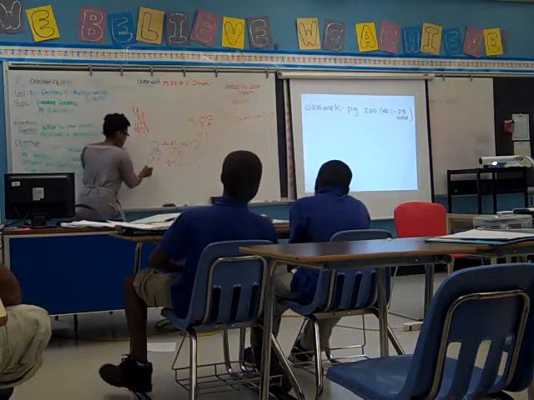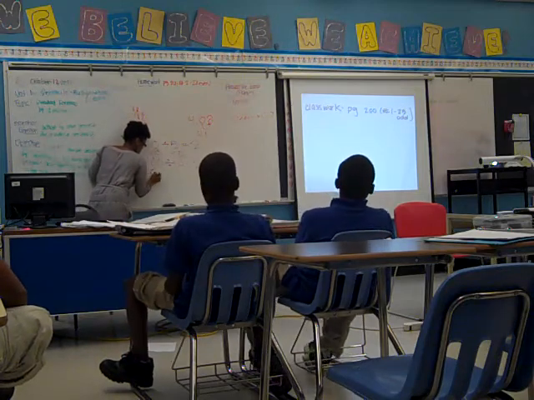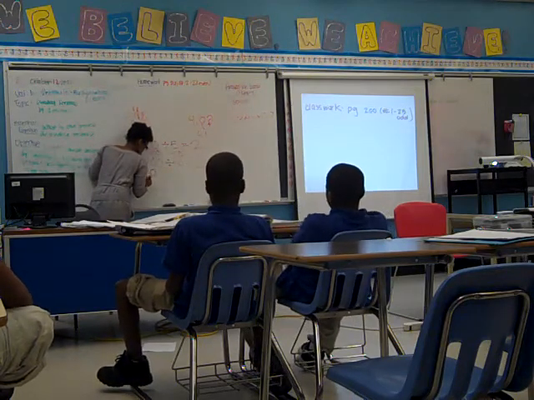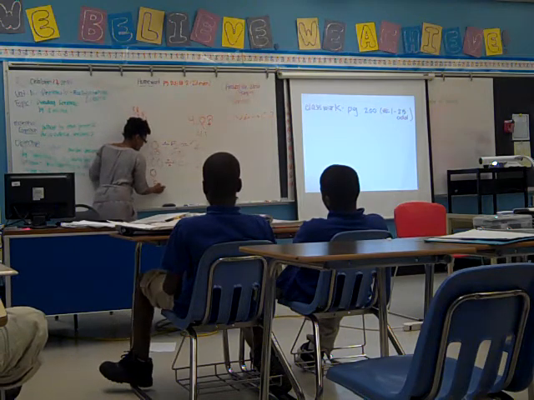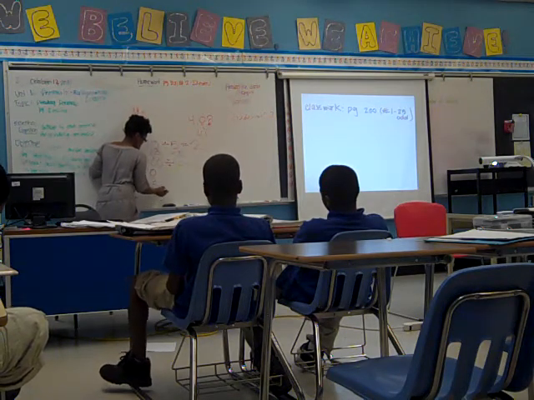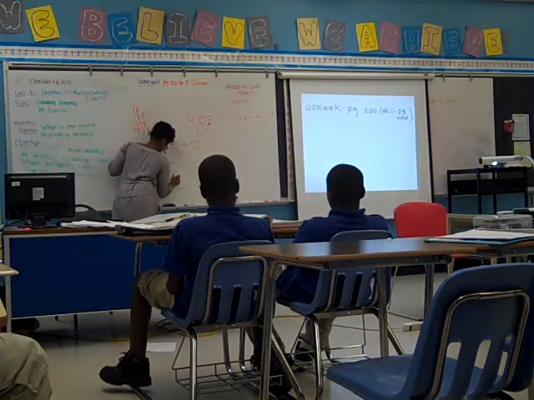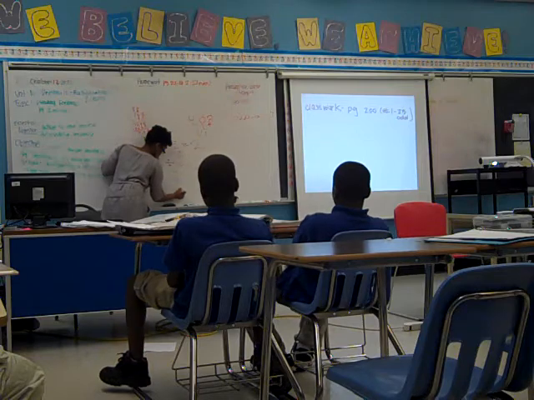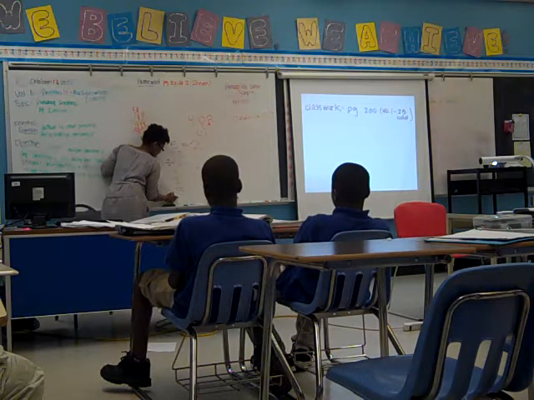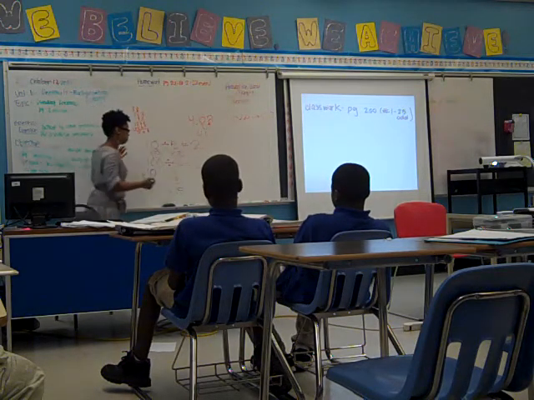Alright, what if I do 10 times 3? What do I get? 30. What if I do 5 times 3? What do I get? 15. What's 30 divided by 15? 2. Okay?